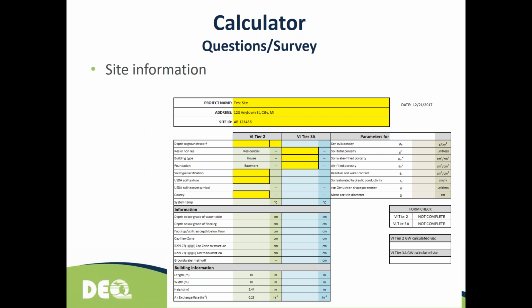You can see in the lower right-hand side, there's a thing called the form check. Until both of these boxes, or at least till a tier is complete, you will not see the values identified in the results tab. So until we see the VI tier 2 read complete, we will not be able to see any of the results appear.